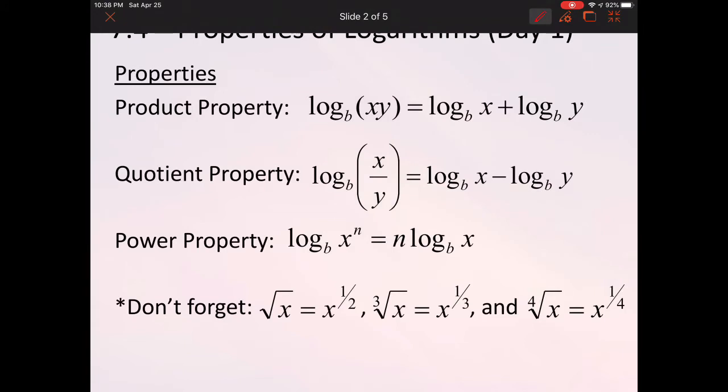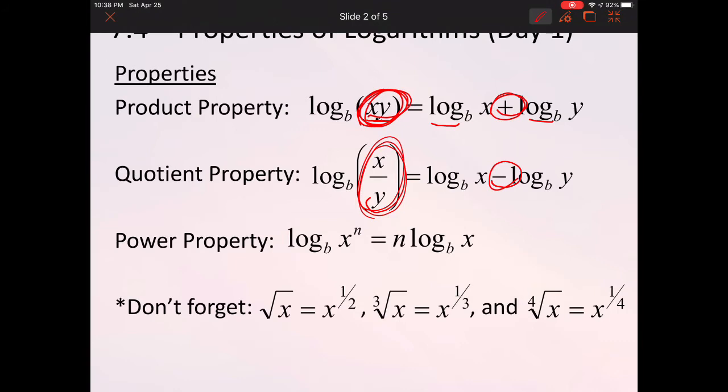So the product property here of log base b of xy, now the b means any base, it doesn't matter if it's 10, 2, 7, 6, it doesn't matter. But we have that xy being multiplied here. So what we're going to do is separate them into two separate logs with a plus sign. That's the property. So product property, times, we make it a plus. If it's being divided, we separate it with a minus.